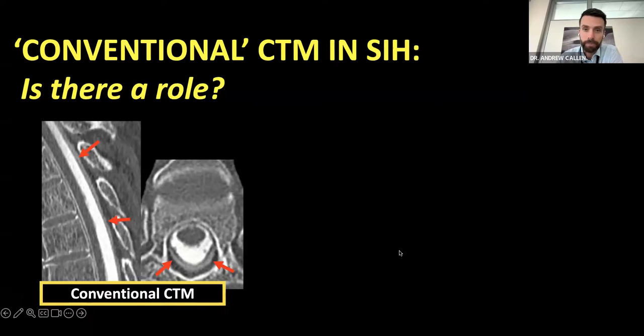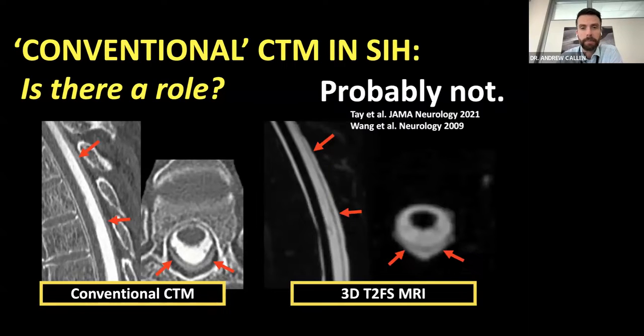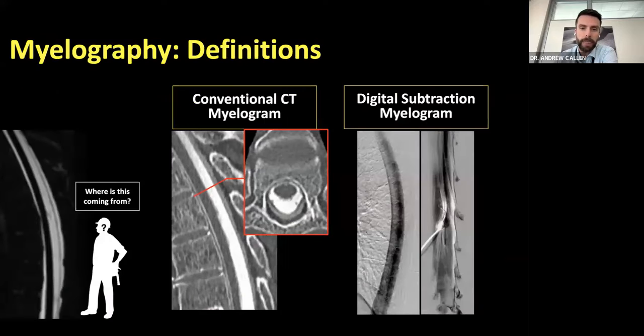We have no idea where it's coming from in a conventional CT myelogram. Is there a role for this study anymore in SIH? Probably not in the way that I just described it. So with these 3D T2 fat saturated sequences, we can characterize the presence of an epidural fluid collection without subjecting our patient to radiation and a lumbar puncture. And a couple of nice studies have demonstrated the non-inferiority of this sequence to a conventional CT myelogram.